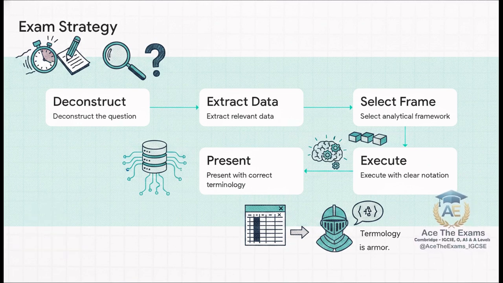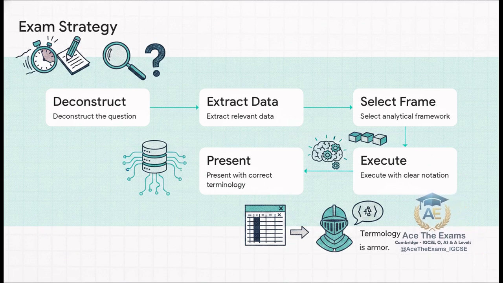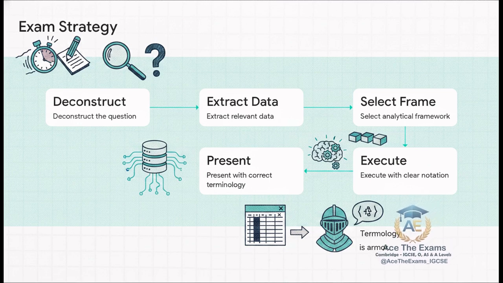1. Deconstruct the question to find out exactly what the command word is asking. 2. Extract the relevant data from the scenario text. 3. Select your analytical framework, which is Peel. 4. Execute the structural change with clear notation. 5. Present your reasoning using the correct terminology.